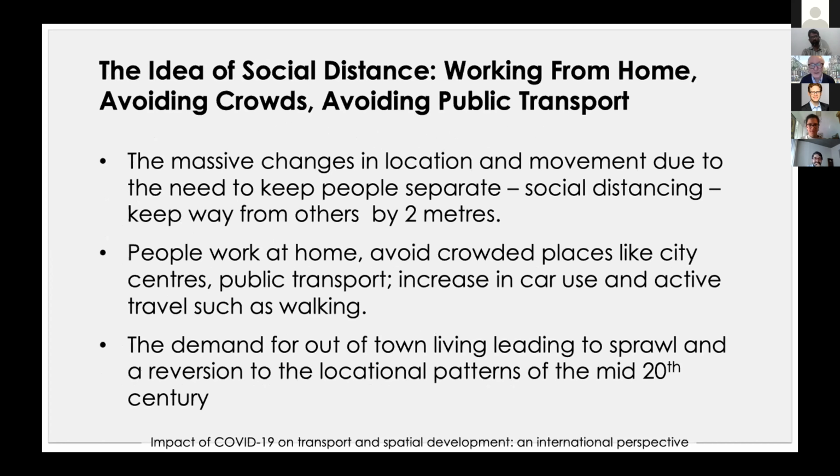Okay, so there are massive changes in location and movement that have happened during the need to keep people separate, social distancing, keeping away from each other by 2 meters, etc. You see that everywhere. People are working at home. They're avoiding crowded places like city centres. Public transport, certainly in the UK, has basically collapsed in a sense. It's essentially now nationalised by the government, being bailed out. And there's been an increase in car usage and indeed in active travel. So we have these polarities of increasing cars at the same time as increasing walking and the avoidance of public transport.